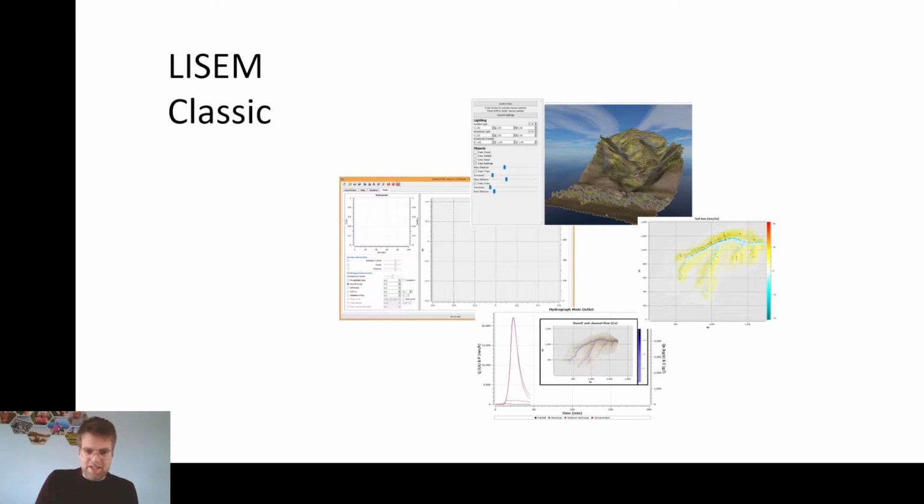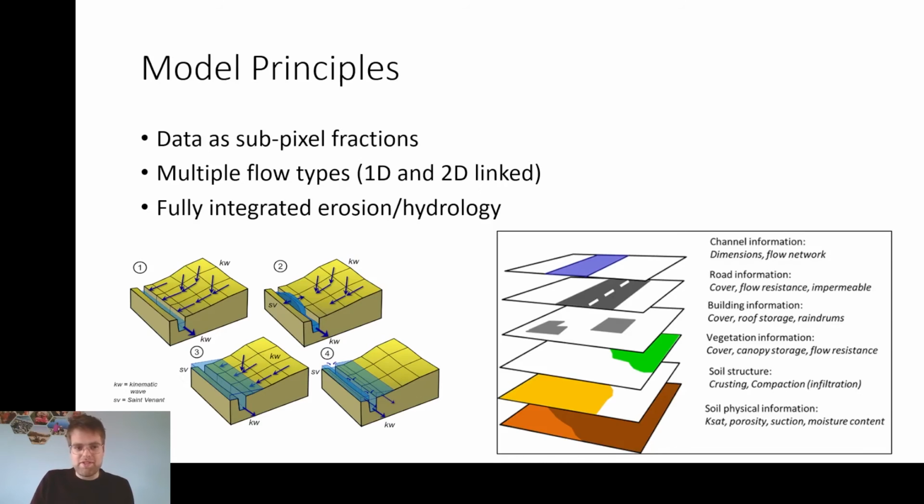Now, let's start out with the classic version. Here you see an example of the Windows interface, which you get when you open the software itself. Now, the model principles are based on detailed simulation, fully spatially distributed. So we provide a lot of input data that we ask from the user to the model. And these input data usually describe also fractions of the terrain. So for example, sub-pixel level channels or roads that cover part of pixels, buildings, etc. And this allows us to describe the landscape in a scale-independent manner.